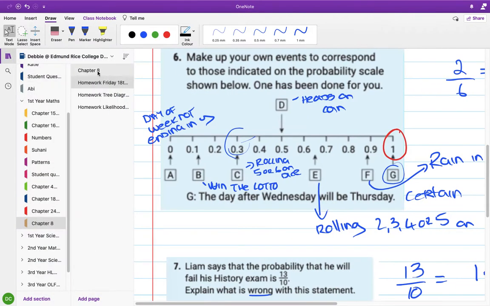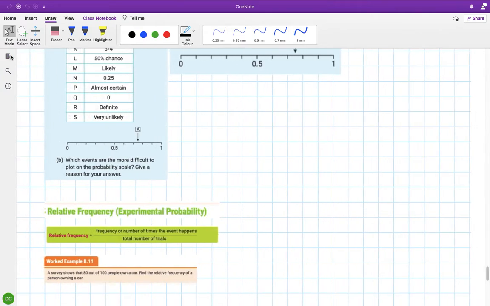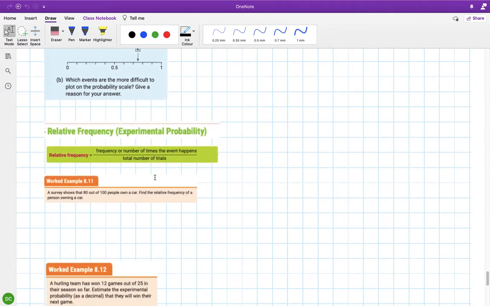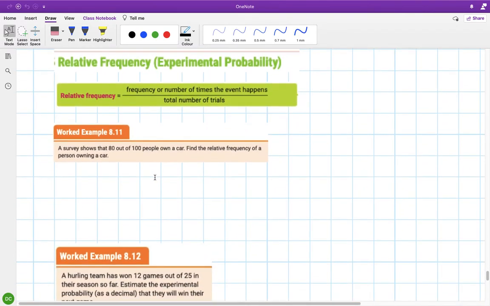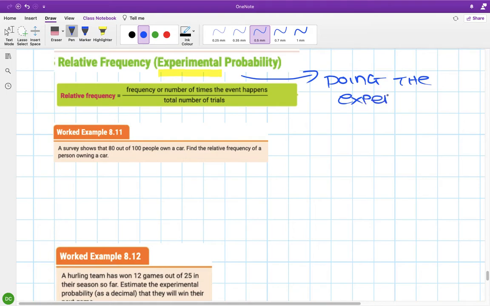Right, so we'll have a quick look at where I wanted to go after this, which is here. The next thing we're going to do is relative frequency, otherwise known as experimental probability. That's going to be your heading. The experimental part is important, because this is based on doing the experiments. Whatever it is you're trying to figure out, you need to actually do the experiments.